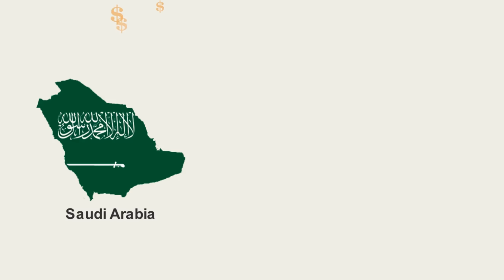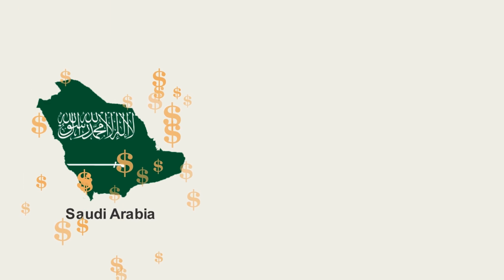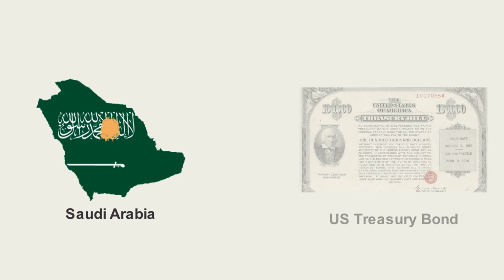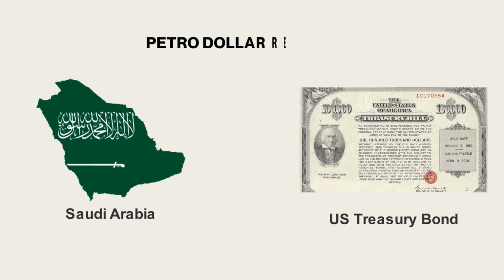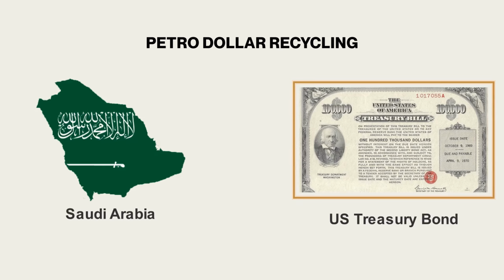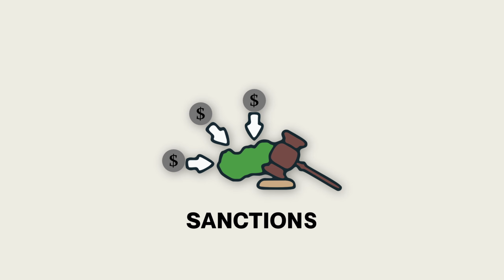But here's where this process gets interesting. Oil exporting countries like Saudi Arabia earn massive amounts of dollars from the sales, and instead of leaving them idle, they invest this money into US Treasury bonds. This is called petrodollar recycling. The United States positioned itself at the heart of the global financial infrastructure, and with that came one of the most powerful geopolitical weapons ever devised: financial sanctions.